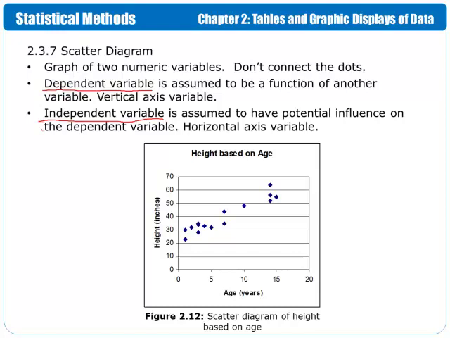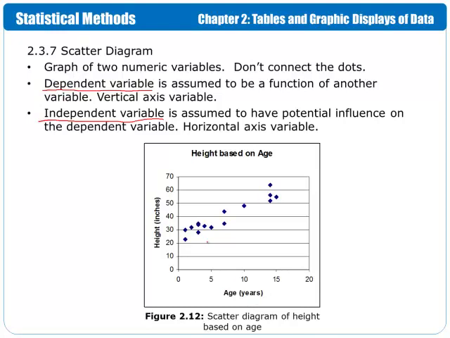So here we are looking at height based on age. We have height in inches as our vertical axis or our dependent variable, and we have age as our horizontal axis or our independent variable. And it is assumed that age has an effect on height.